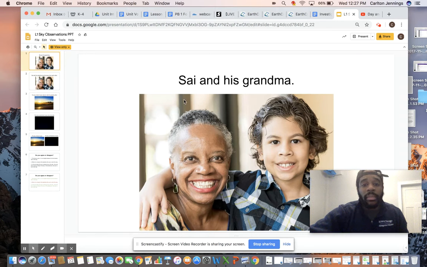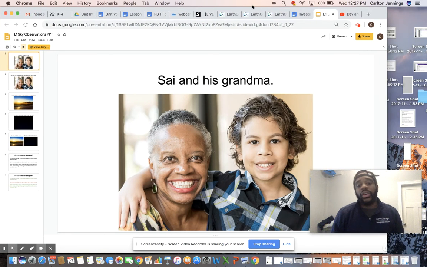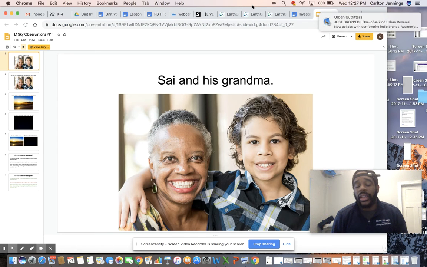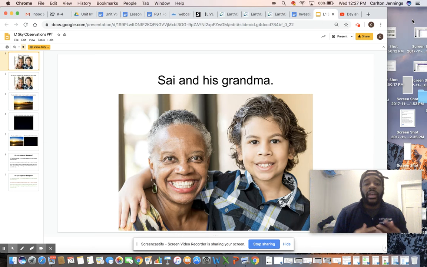So I want to go back to someone that we were learning about a couple of lessons ago, and we're going to continue to learn about these two people because they're going to help us answer our big question. So remember, the problem was Sai and his grandmother. This is Sai on the right, the young boy, and his grandmother is the lady on his right, our left. We wanted to figure out why it was daytime for Sai while it was nighttime for his grandmother.